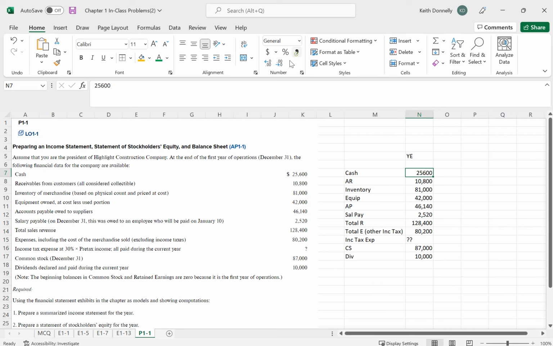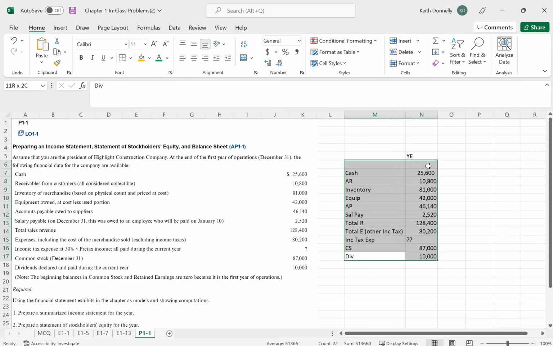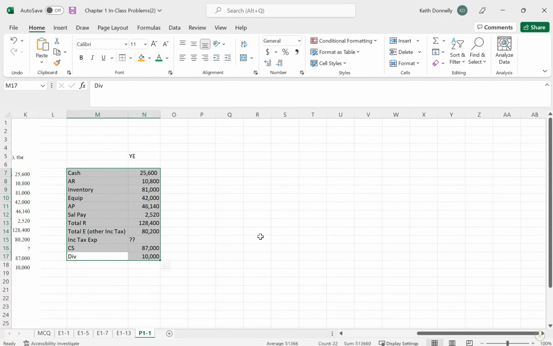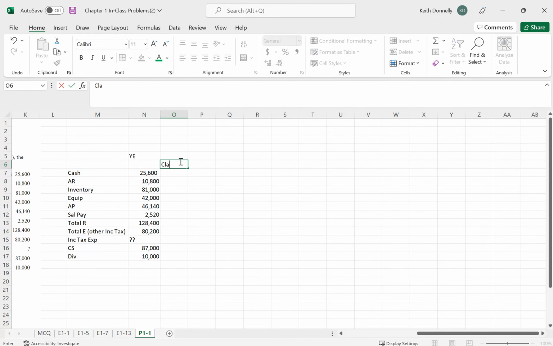Okay, and then it says down here, note the beginning balances of common stock and retained earnings are 0 because it's the first year of operations. All right, we just talked about that. So what did we do? We listed these out. Next, let's go through and classify them and talk about what financial statement they'd be on.